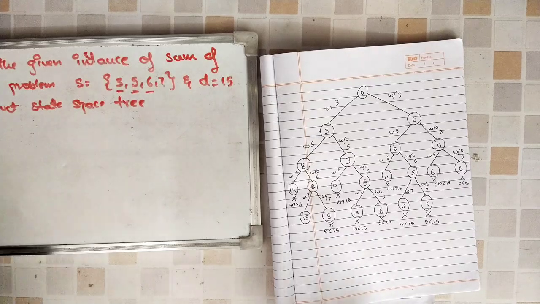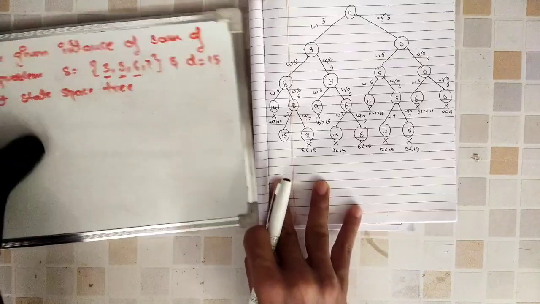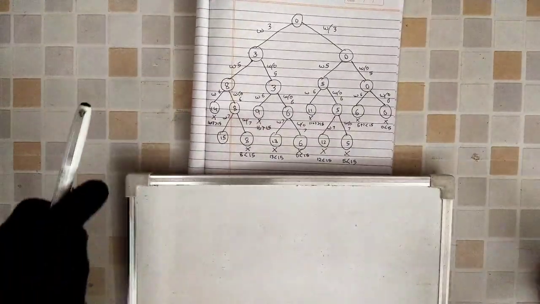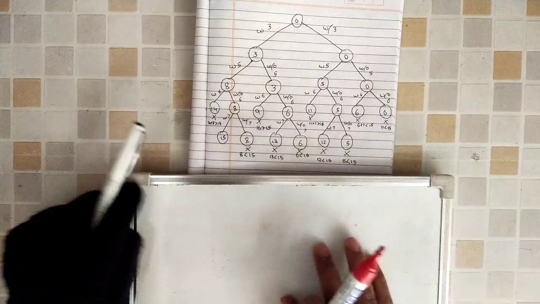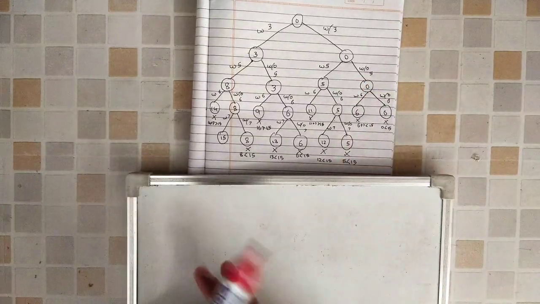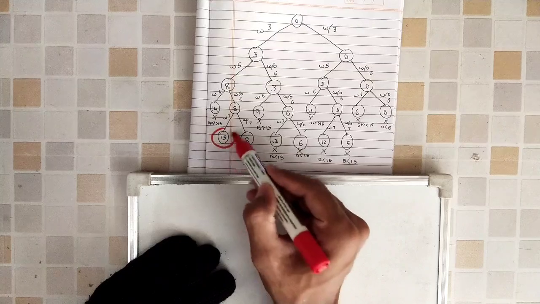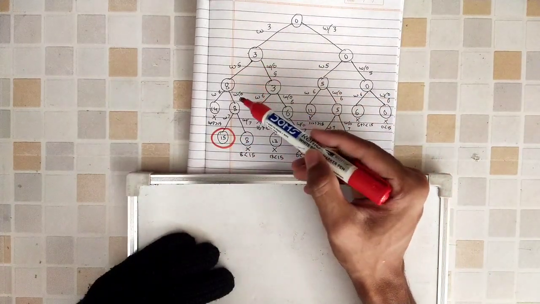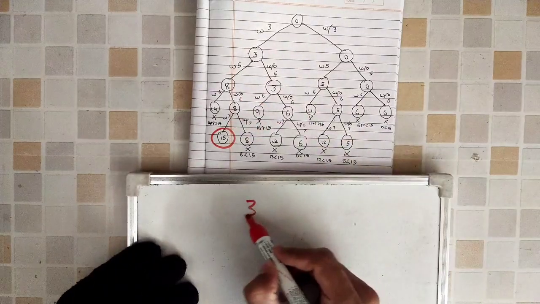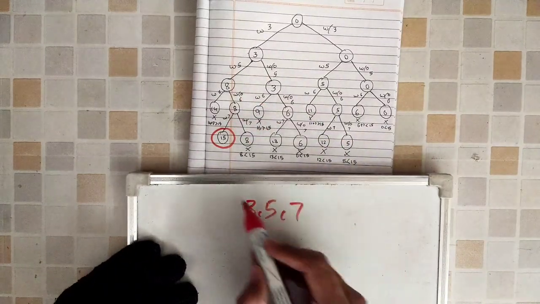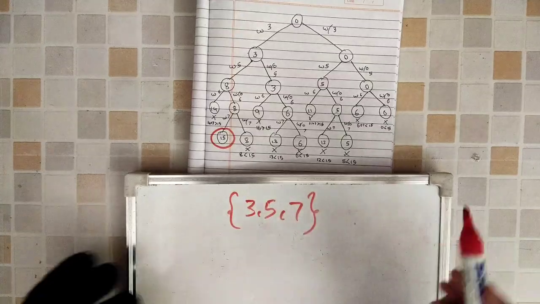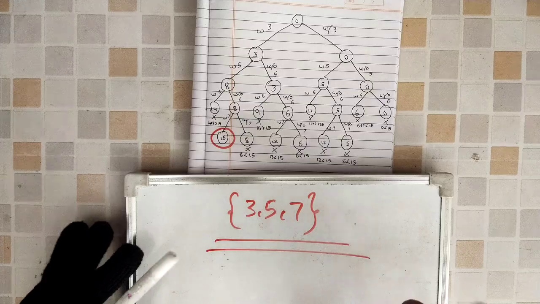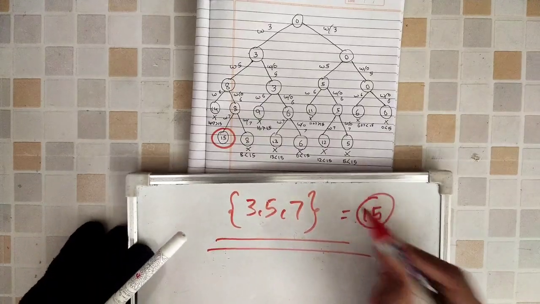At the end, here is the tree. So the required subset was, see here, where did I get my solution? That was here. It was with 3, with 5, without 6, but with 7. So 3, 5 and 7. This was my required subset, which gives me the value 15.